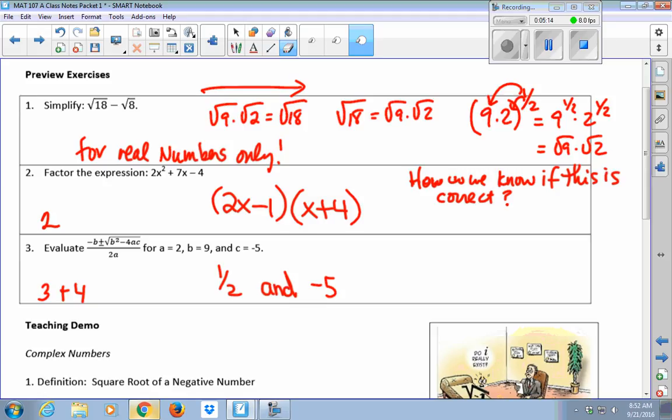So my question here is, how do you know if this is right or not? What can you do before I come along and tell you whether it's right or wrong? Yep, Beth? The what method? The box method to do it, but how do you know your answer is correct?